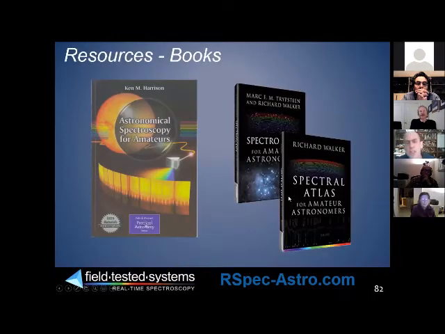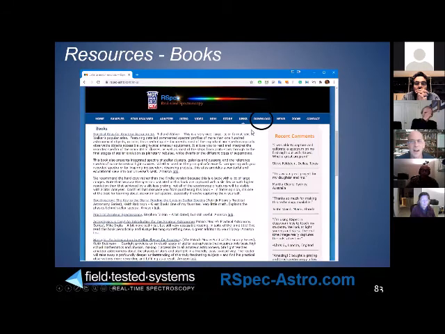So books, lots of great books out there. My site has a link to books like this Spectral Atlas. This box should be around links. I keep forgetting to change that. This is that book I pointed out a moment ago. It's really a remarkable book because there's going to be a lot of dips in your spectra. How do you know what they are?